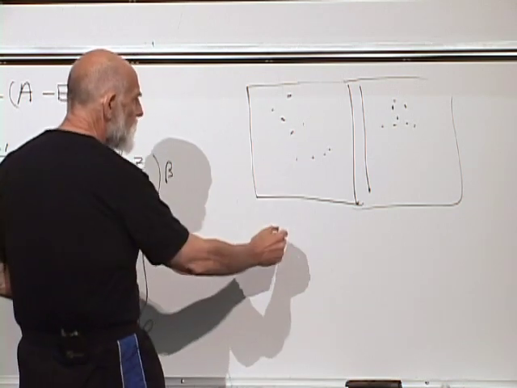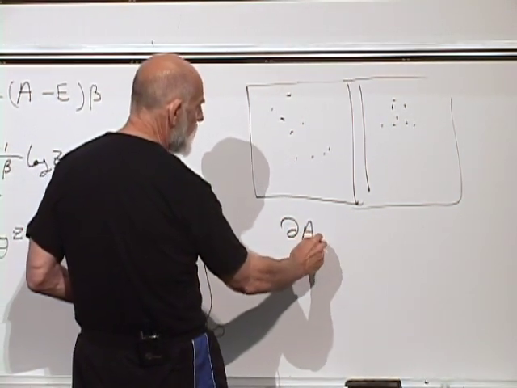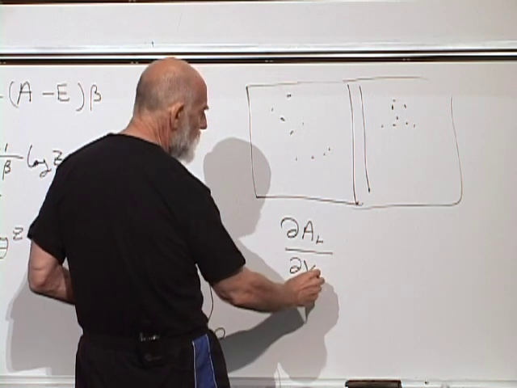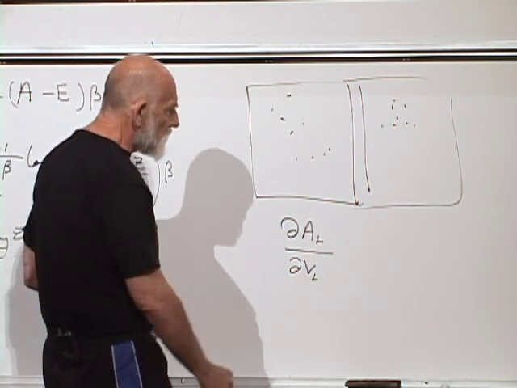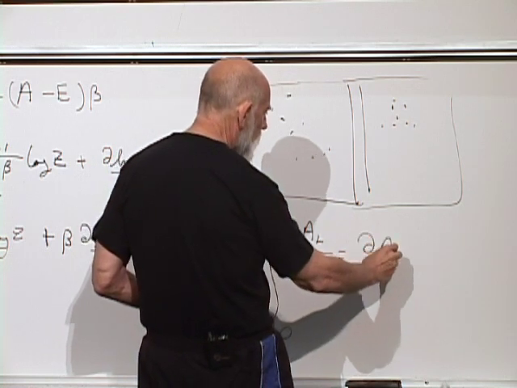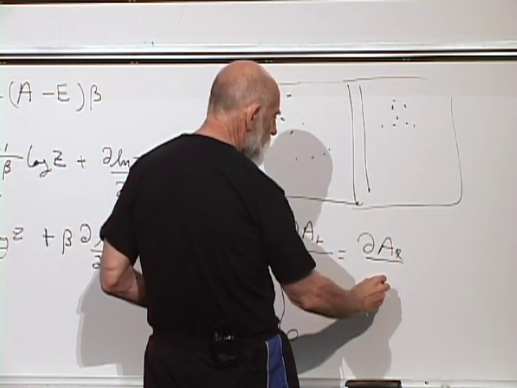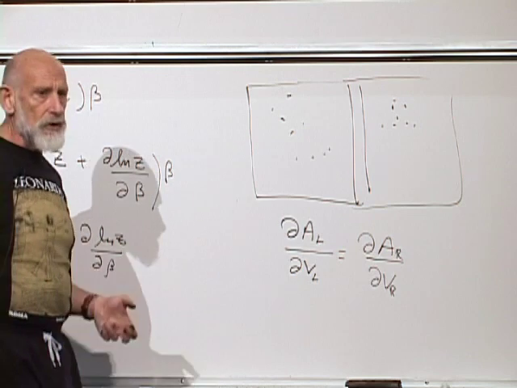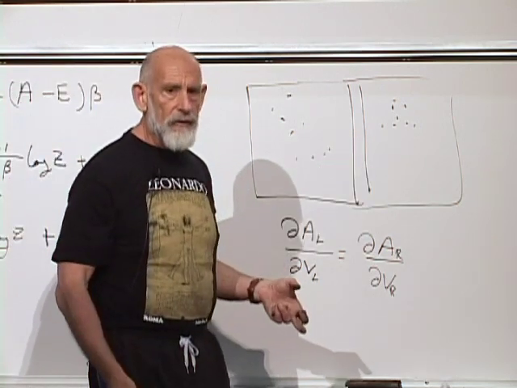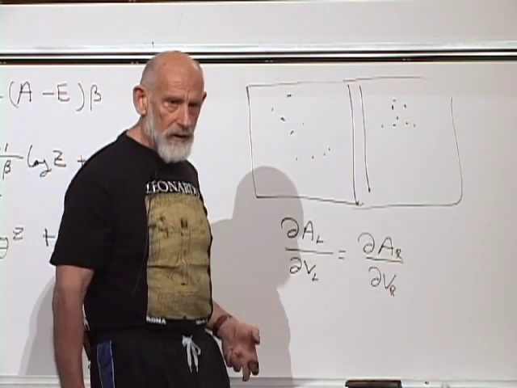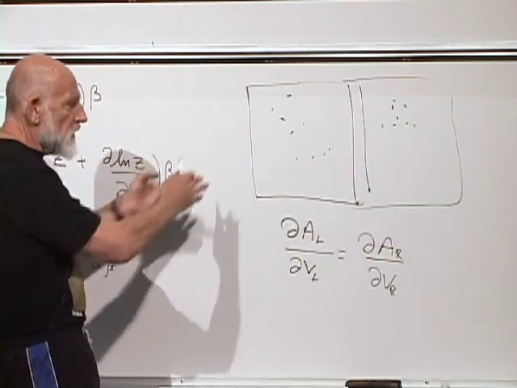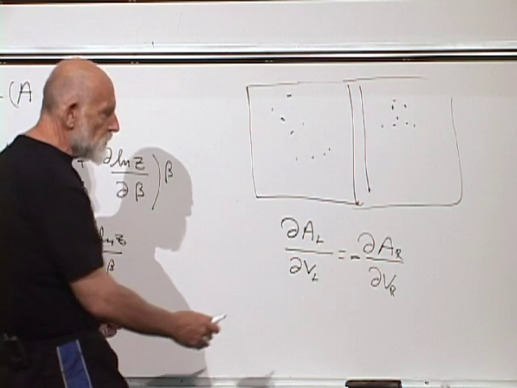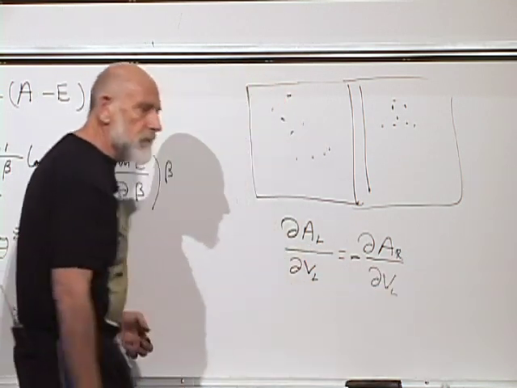All right? That means that the derivative of the free energy of the left side with respect to the volume of the left side must equal the derivative of the free energy of the right side with respect to the volume of the right side. But a small change in the volume of the left side will give you the negative of the small change of the volume on the right side. So if we referred everything, let's say, to the left side, this would become minus the derivative of the right-sided free energy with respect to the volume of the left side.